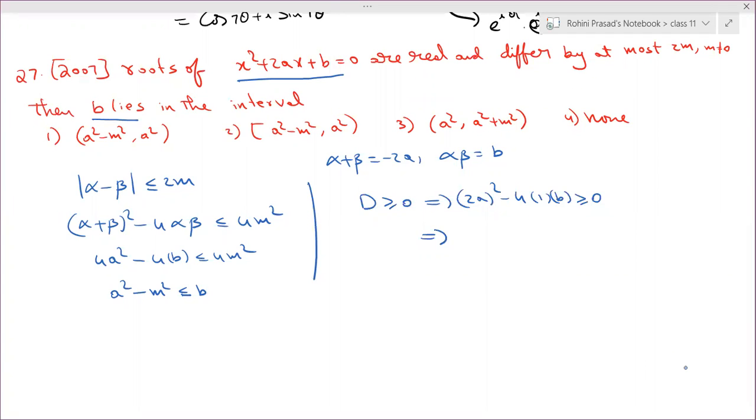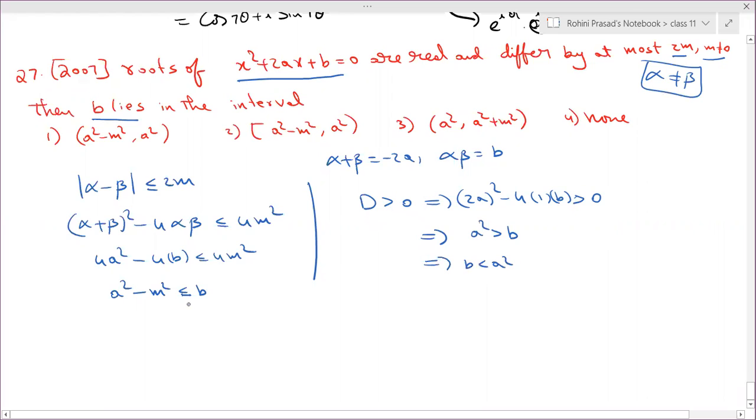Check with the person. Because they differ by 2m and m is not equal to 0, the difference cannot be 0. So alpha should be different from beta. So then this should be greater than only, not greater than or equal to. So it's greater than. Then 4 can cancel. a square is greater than b. So that means b is less than a square. So if you club these two equations, b belongs to (a square minus m square, a square). And this is the second option.